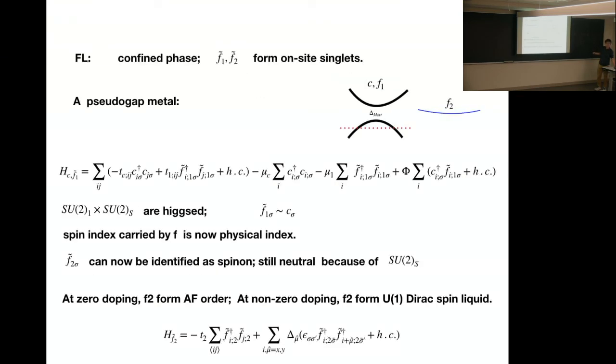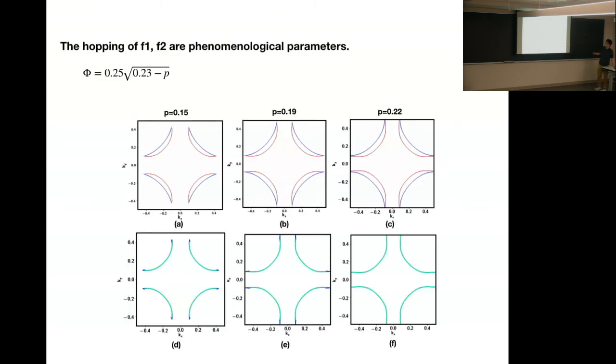So C and F1 are hybridized, and you expect something like this, especially some small pockets like this. It's very easy to get a small pocket, and the Fermi surface area is equal to the doping P. But the problem is that in ARPES you cannot detect F1; you only detect C. If you look at this small pocket, I have two colors here. The red line is dominated by C, and the blue line is dominated by F1. But if you do ARPES, you will only see the red. So this is ARPES for C only.